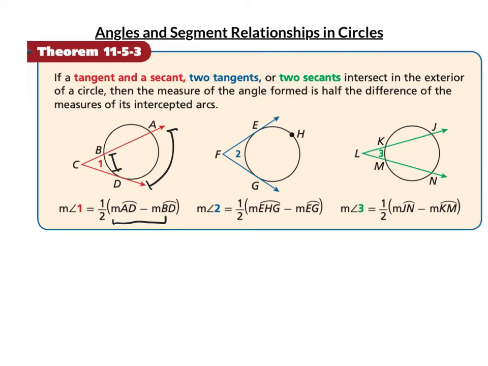Let's read the theorem. If a tangent and a secant, two tangents or two secants, it's all the same, they intersect in the exterior of a circle. We're talking about at point C or point F or point L. Then the measure of the angle formed, that's this angle here, angle 1, 2, or angle 3, is half the difference of the measures of the intercepted arcs. Take the big arc, subtract the small arc, and then divide by 2.